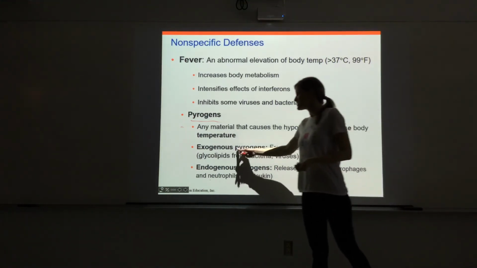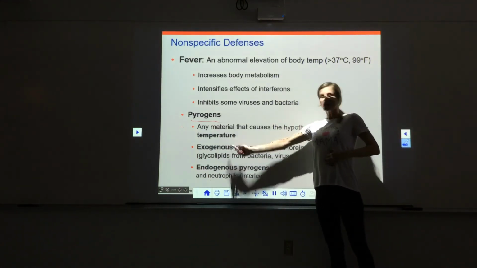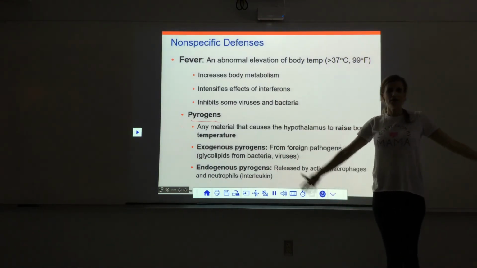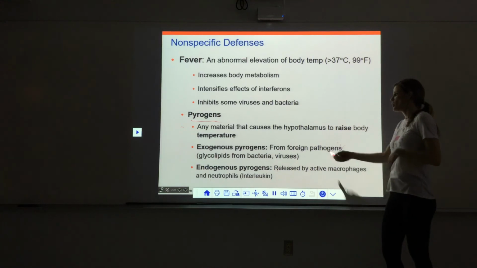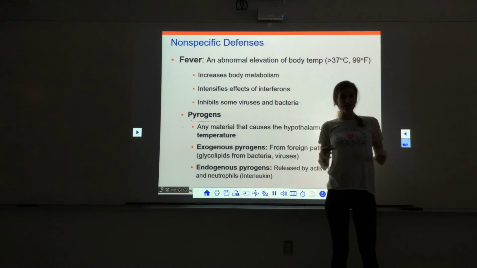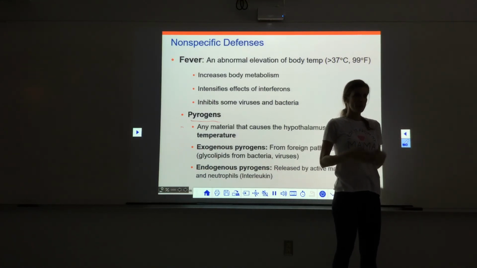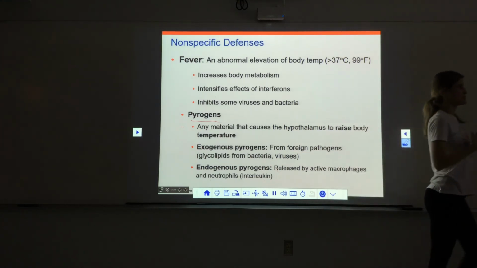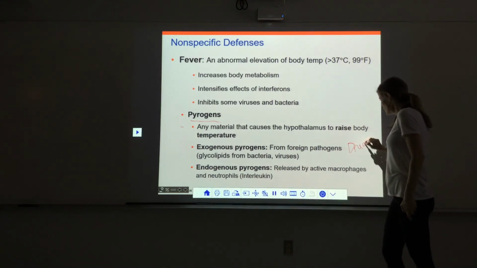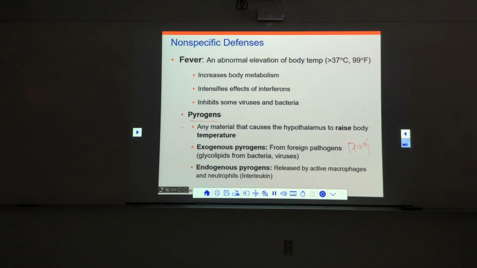We have exogenous pyrogens and endogenous pyrogens. Exogenous are like external sources, right? These are pyrogens that come from outside the body and come in and cause a fever. So these could be any type of foreign pathogen. So bacteria, right? When you have a bacterial infection and you get a fever, that's an exogenous pyrogen. When you get infected with a virus, you get a fever, that's an exogenous pyrogen. Drugs. Some drugs can cause fever. That would be an exogenous pyrogen.